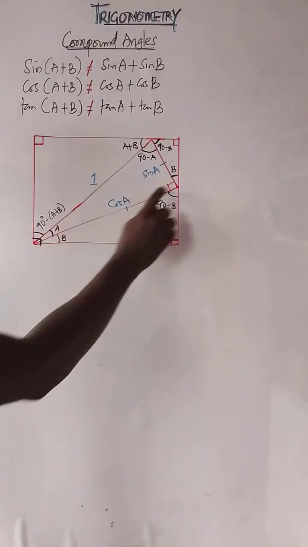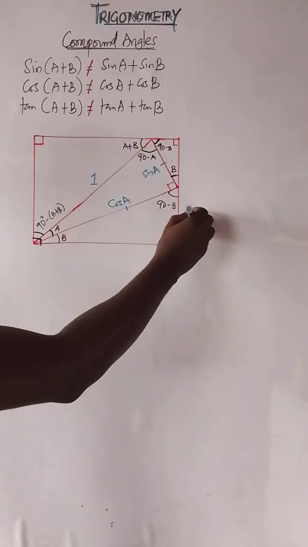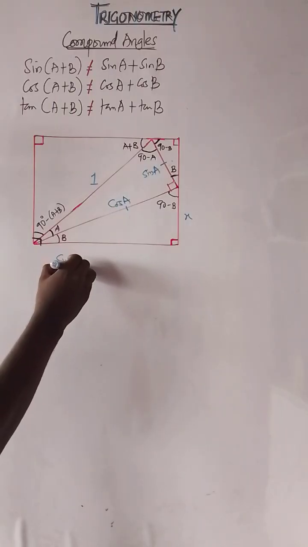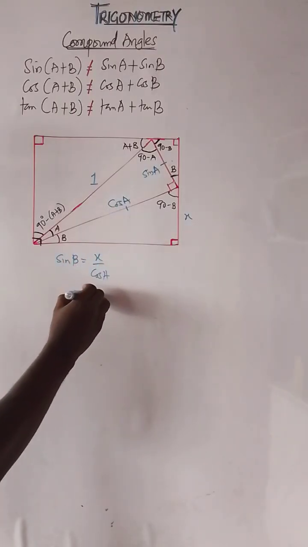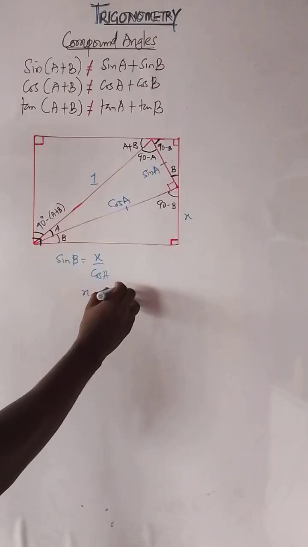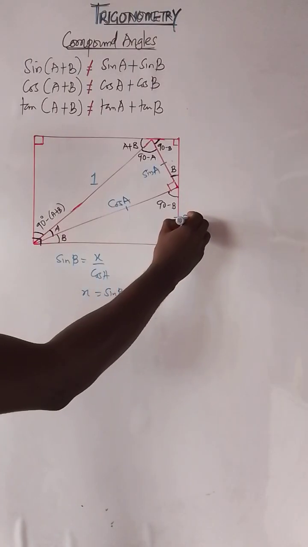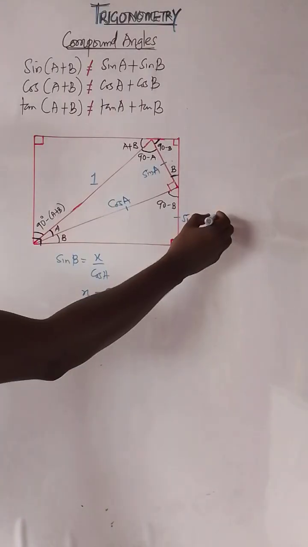Let's come to this triangle here. If this is the angle B, this is the opposite. So let's call this one X this time around. So opposite over hypotenuse, where the hypotenuse is cos A. If I do sine B, I'll have opposite over hypotenuse, which is X over cos A. From here, it means X is sine B cos A. So I can replace this X with sine B cos A. So this side is known.